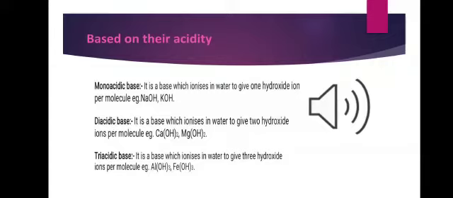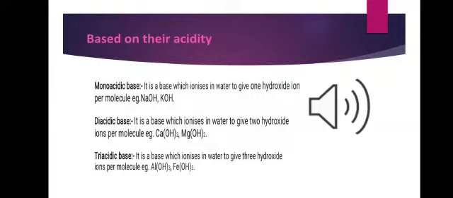First type is monoacidic base on the basis of acidity. Monoacidic base is a base that consists of only one hydroxyl ion and only combines with one hydrogen ion. For example, NaOH, KOH, NH4OH, etc. For example, when a reaction between NaOH and HCl takes place, it gives us NaCl and water.